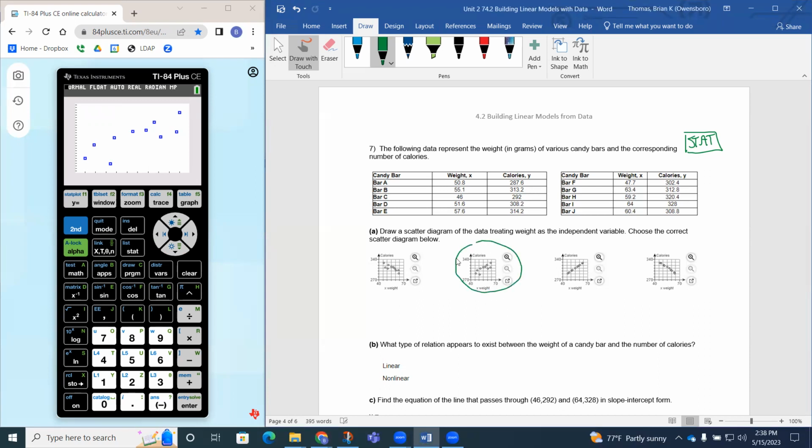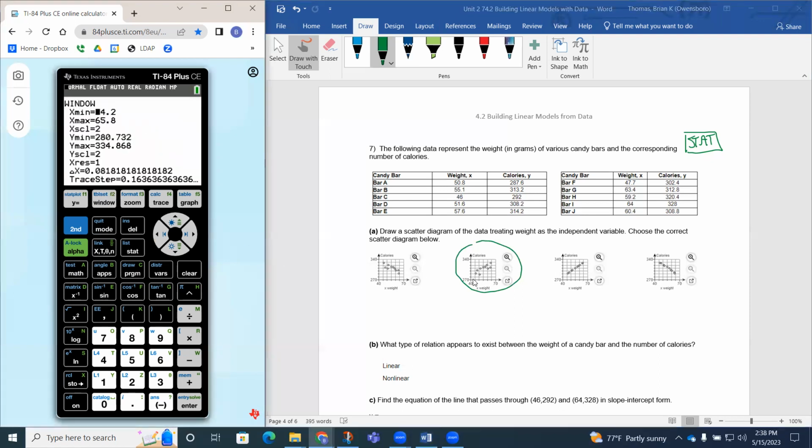Now notice if I want to make it look more like theirs, I could change the window. So they're saying the X-min is, I'm sorry, the X-min was 40. I apologize, going the wrong way. So 40 and 70. It looks like the scale is going by 5s: 45, 50, 55, 60.